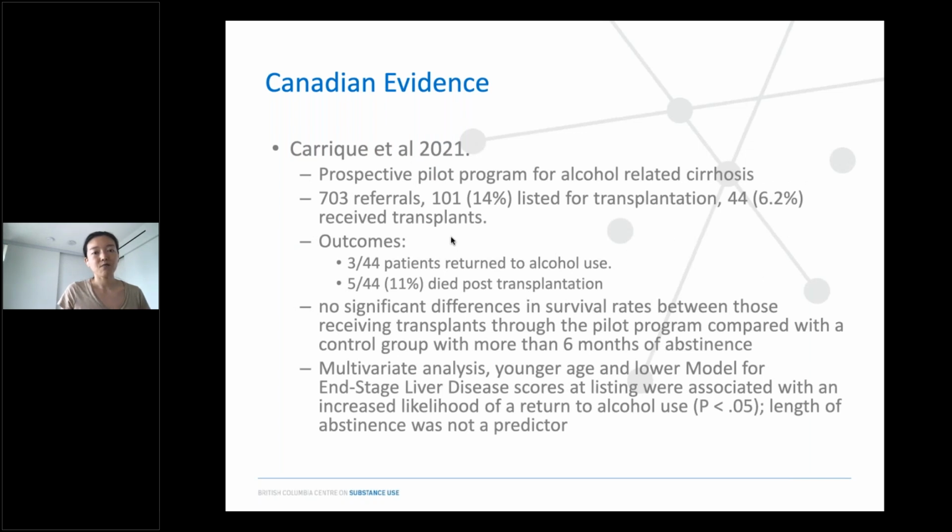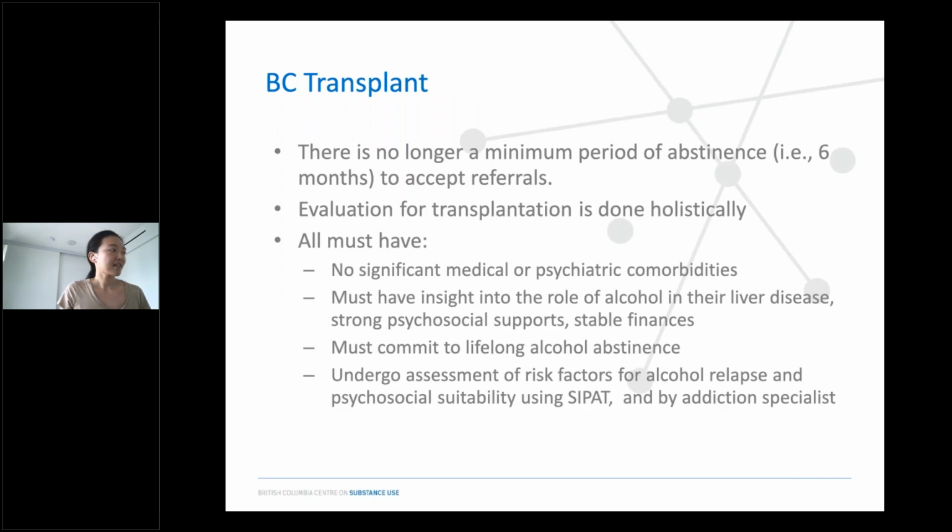The paper published from it came out in 2021, and it was a prospective pilot program for patients with alcohol-related cirrhosis and hepatitis. There were 700 referrals, 14% were listed for transplantation, and 6% actually received transplants. Again, people did quite well, and they found, interestingly, that length of abstinence was not a predictor. So what is it in the BC context? In BC, there is no longer a minimum period of abstinence, aka the 6 months, to accept referrals.